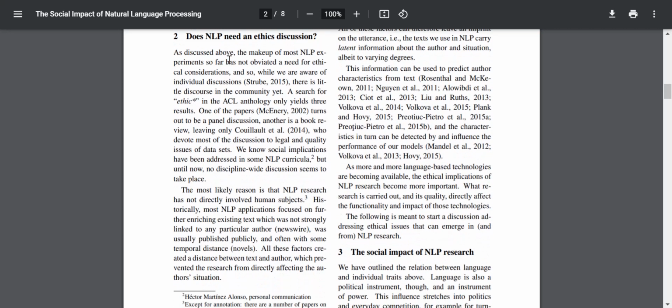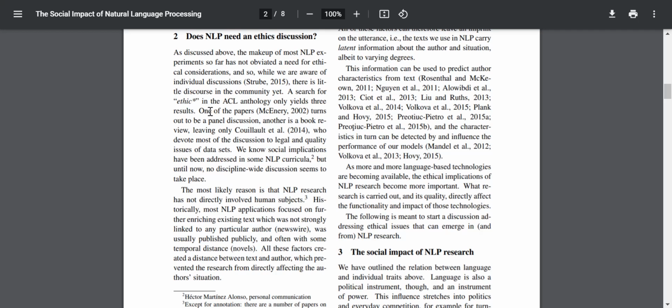So does NLP need an ethics discussion? As discussed above, the makeup of most NLP experiments so far has not obviated the need for ethical considerations, and so while we are aware of individual discussions, there is little discourse in the community yet. So a search for ethic in the ACL anthology only yields three results.